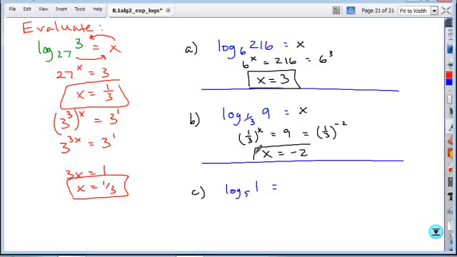There's our answer, -2. And then finally, for this third example, 5 to the power of x is equal to 1, and anything to the 0 power is equal to 1. So that's how you would convert those, again, by hand. Right?